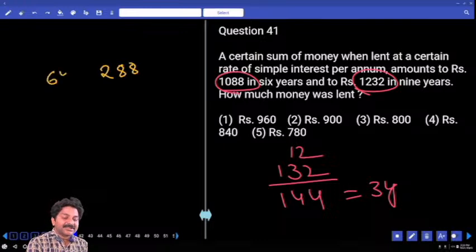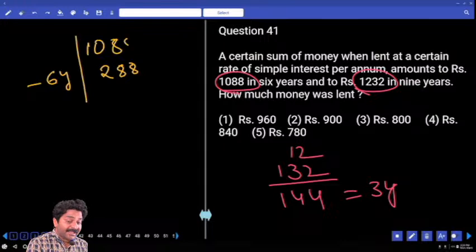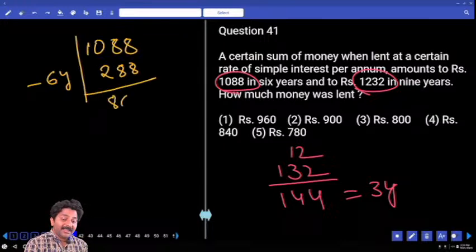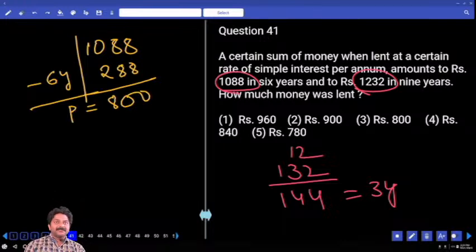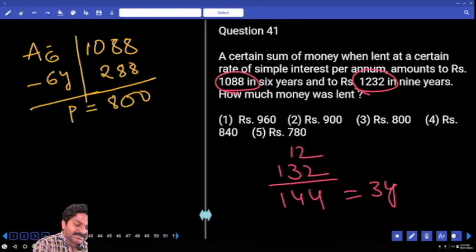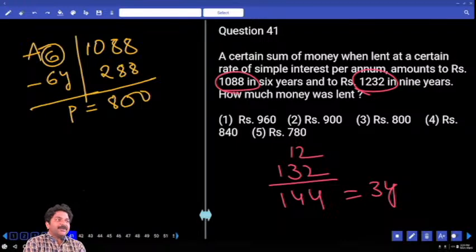6 years interest should be subtracted from the amount which is 1,088. Then we will get 800. That itself is our principal. That's it. First one is amount for 6 years. That has principal as well as 6 years interest. From that we are simply subtracting 6 years interest. Over.